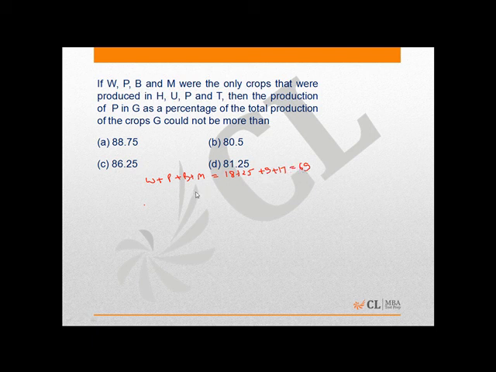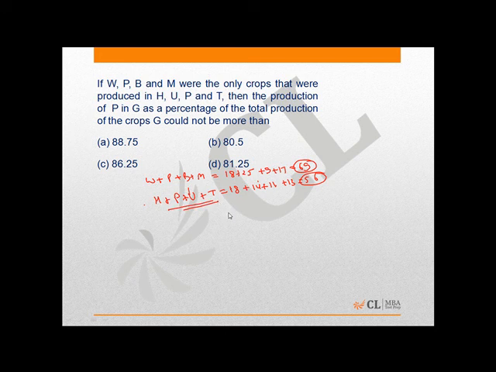Similarly, the production in the states H plus P plus U plus T is 18 plus 14 plus 11 plus 13, that is 56. So it is given that W, P, B, M are the only crops that are produced in these states. So out of 69, 56 are produced in these states only.